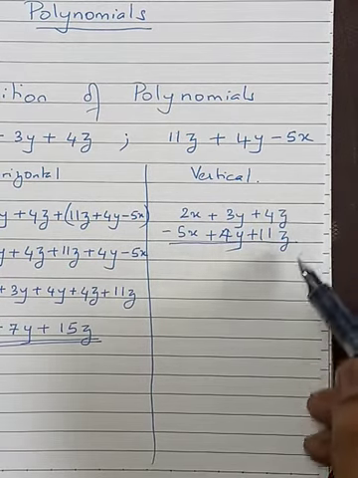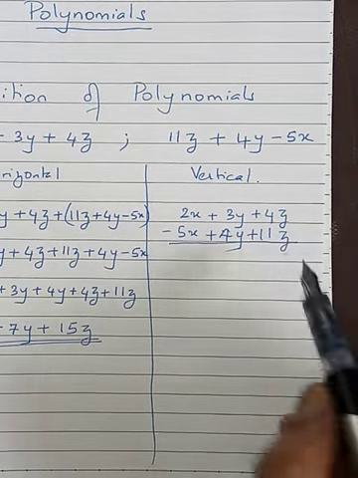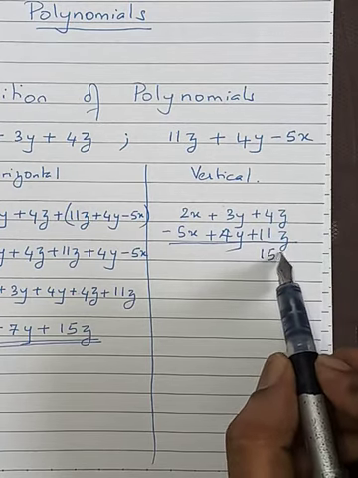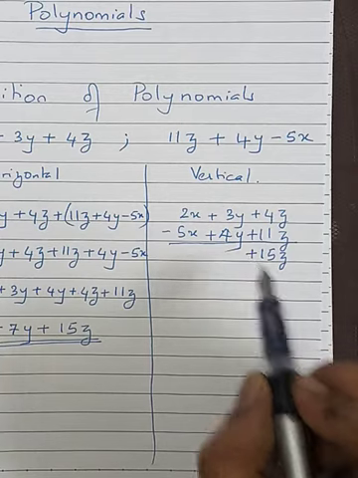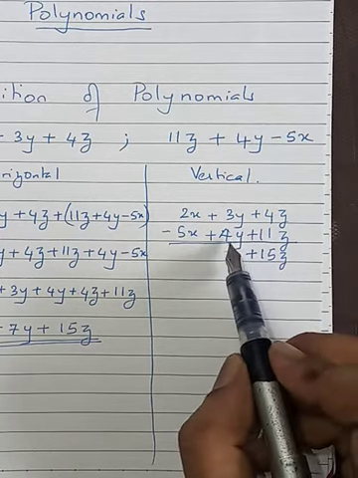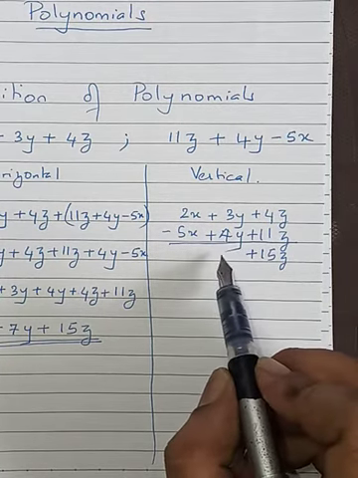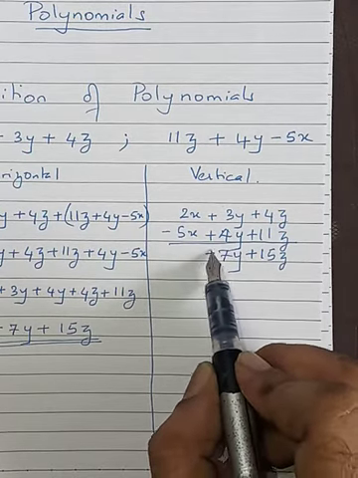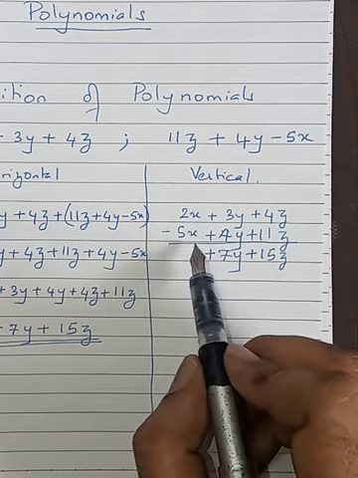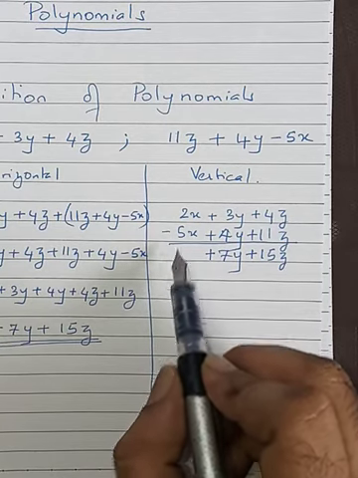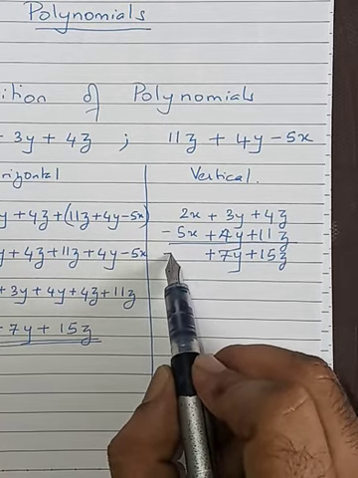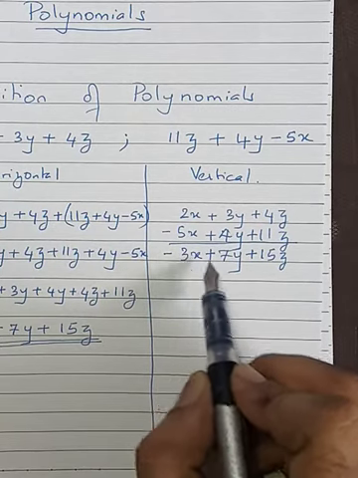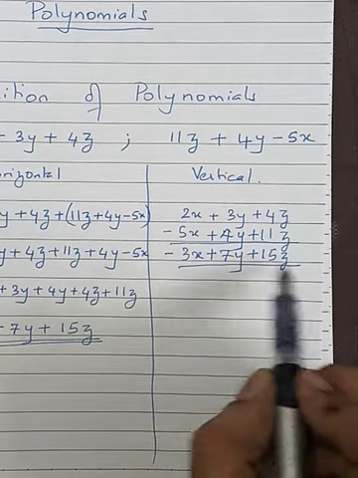Simply, whatever is plus 4 and plus 11 will give me 15z. What sign? Plus. 3 plus 4. Both have got the positive sign. 3 plus 4 is 7y. What sign? Plus. 2x minus 5x. Again, 5 is the greater number. Minus sign. 5 minus 2 is 3x. Look at the answer.